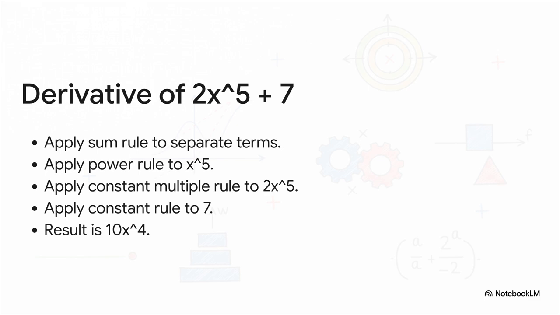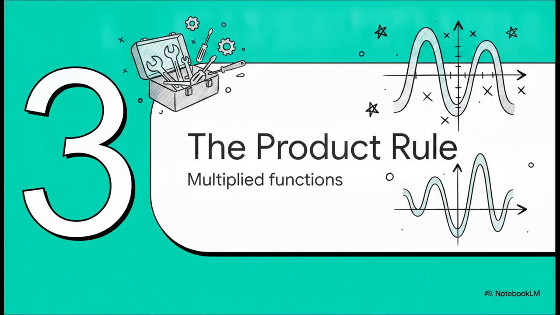Then we glance over at the second term, the plus 7. Using our constant rule, the derivative of a constant is just 0. Put the whole thing together and our final result is 10x to the 4th. Just by stacking these basic rules, we quickly get our derivative without ever touching a limit table. Okay, let's step it up in section 3, mastering the product rule, handling multiplied functions.